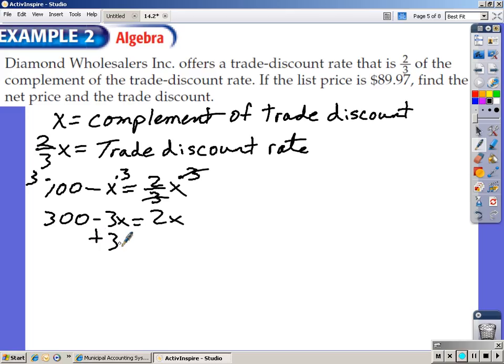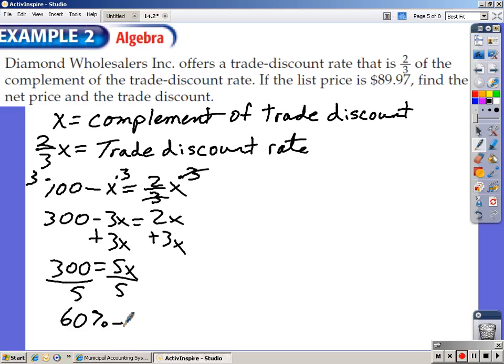Add 3x to both sides. 300 equals 5x. Divide both sides by 5. You get 60% equals x. And folks, that's one thing you want to pay attention to. We're dealing with percents, numbers in percent form here, okay? So if you have to do something, make sure not to put it in decimal form, leave it in percent form. All right, so if x is my complement, this is the amount that I actually pay, correct?